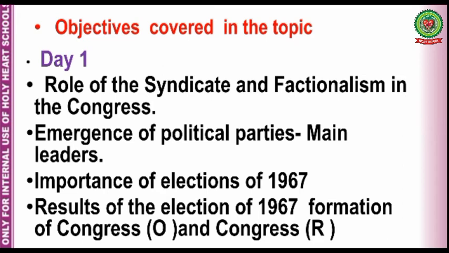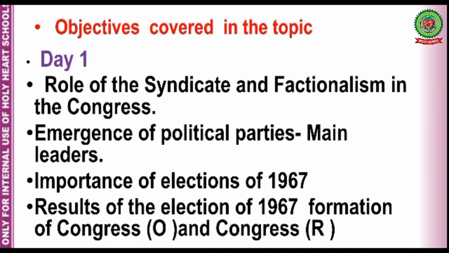Then we have discussed the importance of the elections of 1967, that no doubt Congress was victorious in the Lok Sabha election, but it got 70 seats less as compared to the 1964 elections. In 8 state legislative elections, Congress had to face defeat. And then we have discussed that because of this poor result, Congress was divided into 2 factions.